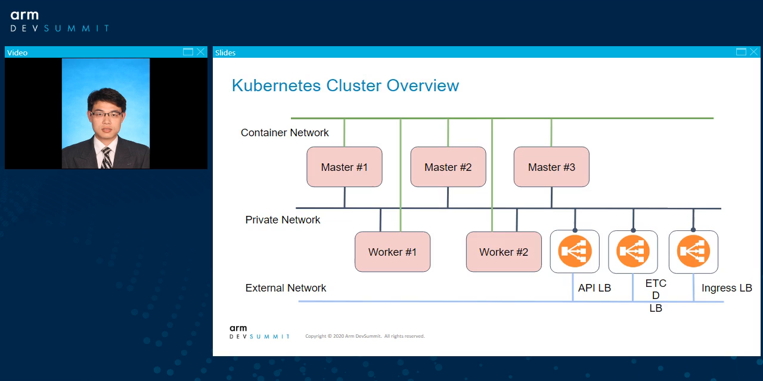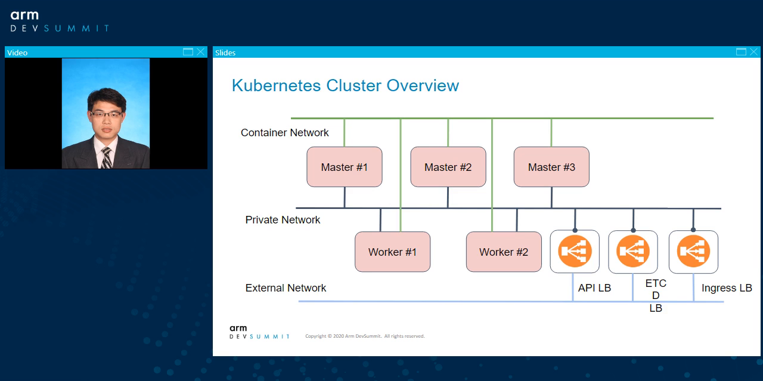Okay, next is the overview for this cluster. We can see that there are generally three kinds of network. The green one is the container network, because each container inside the Kubernetes cluster needs to be connected with each other. We can now support Calico and Cilium, for example.